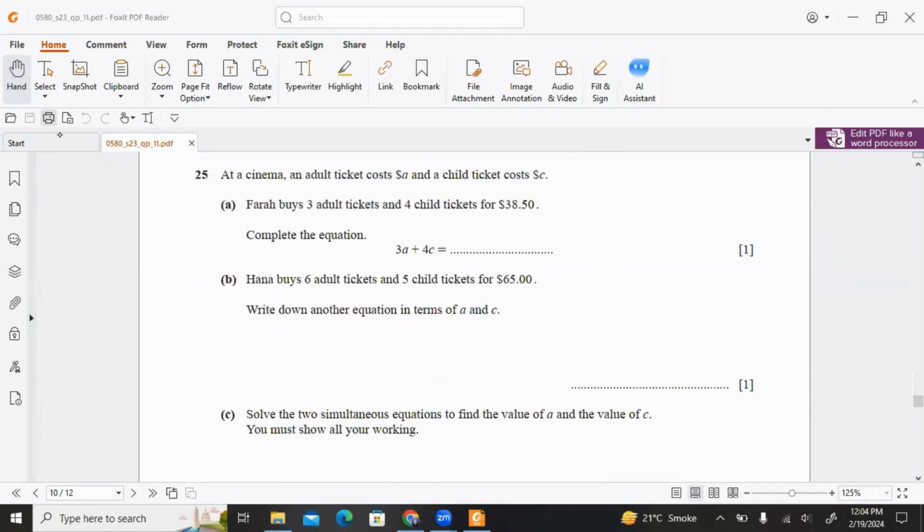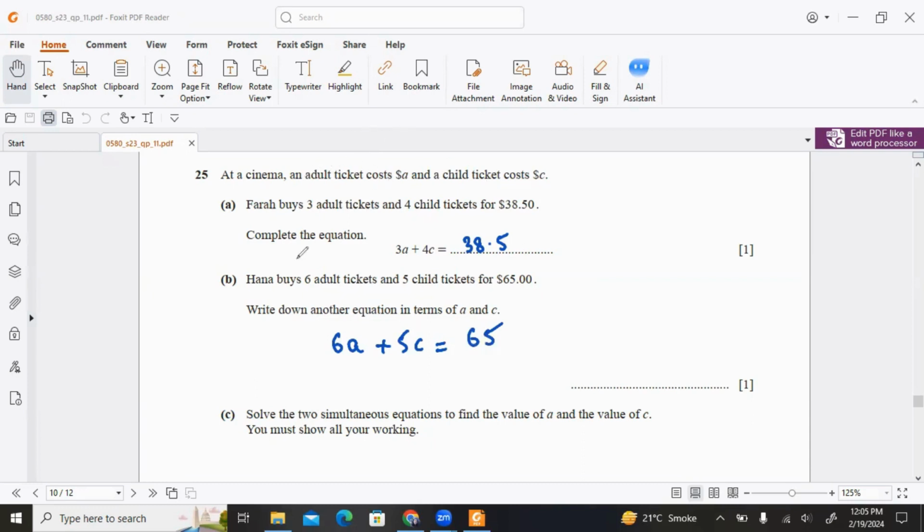Question 25 is saying, at a cinema, an adult ticket costs $8 and a child ticket costs $3. Farah buys 3 adult tickets and 4 child tickets for 38.50. Complete the equation. So 3A plus 4C would equal 38.5. Then Hannah buys 6 adult tickets and 5 child tickets, and they cost $65. Write down another equation in terms of A and C. So that will be 6A plus 5C equals 65.